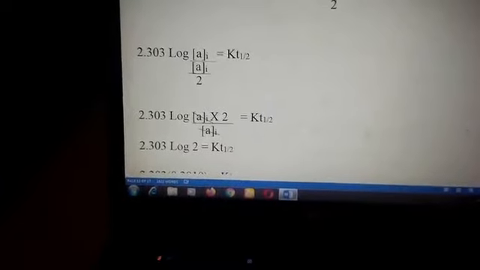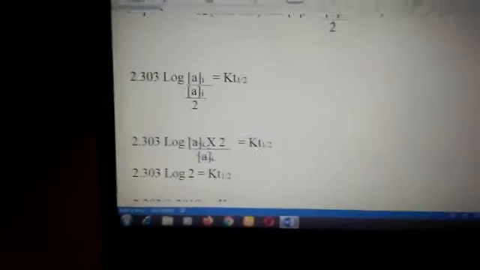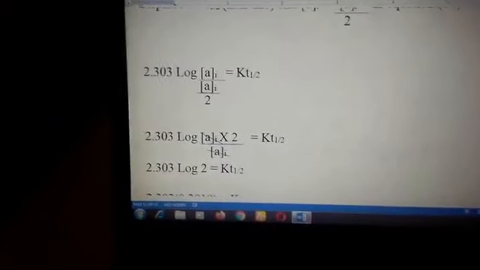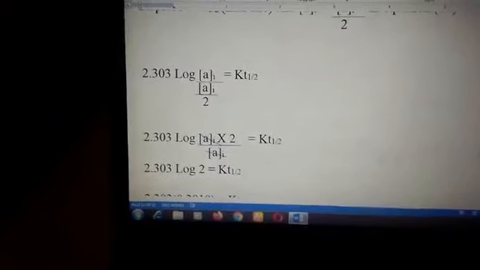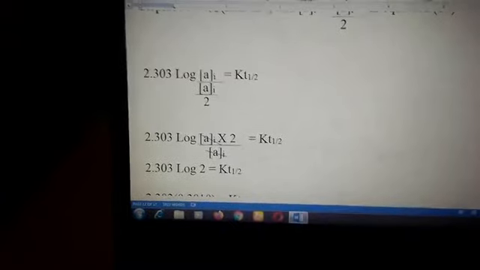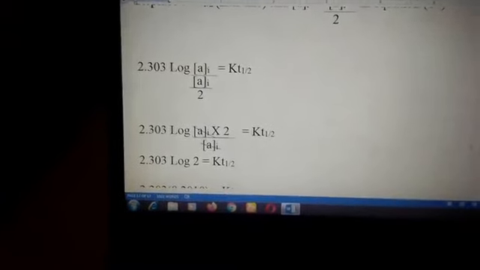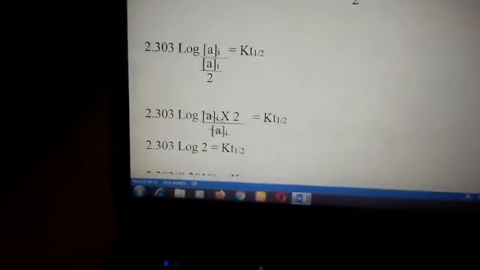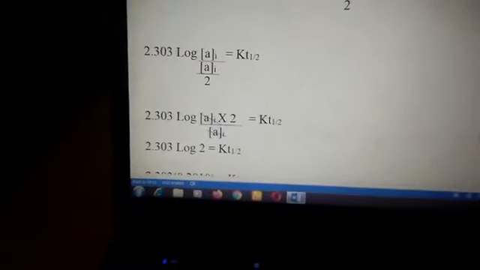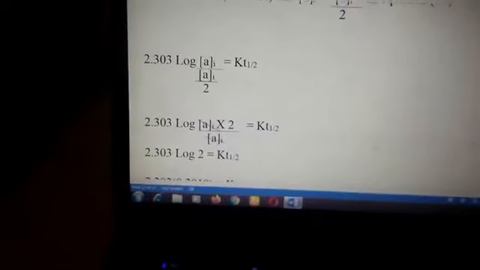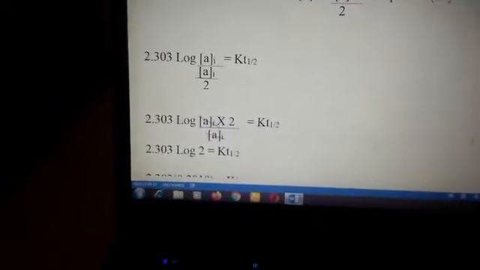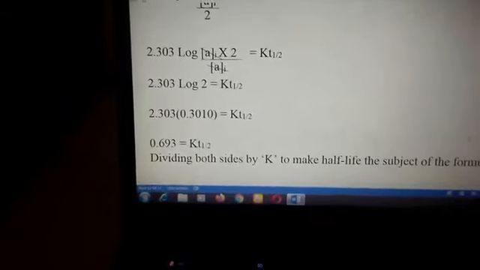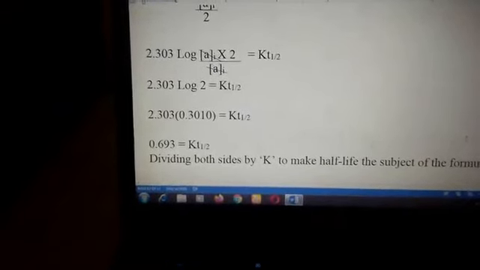Why? How do we get that? Well, remember that we have the expression Ai divided by Ai over 2. And when you're dividing fractions, you have to invert the denominator. So inverting Ai over 2, we have 2 over Ai. So that's how we got that expression. So log Ai times 2 over Ai, and Ai cancels Ai, equals k t-half. So we are now left with 2.303 log 2 equals k t-half.